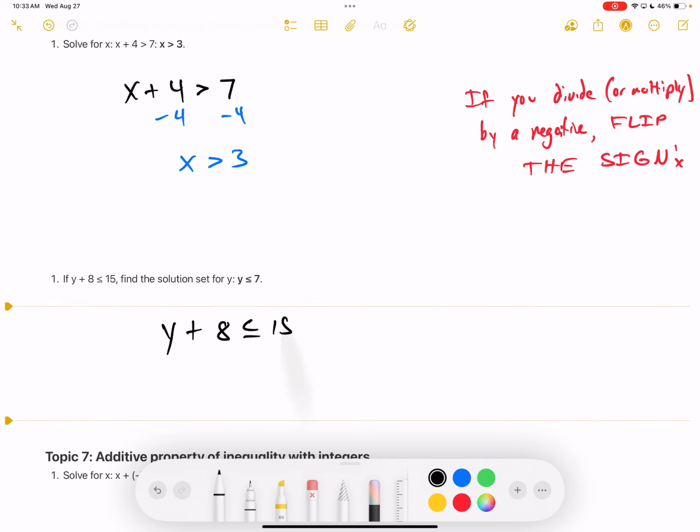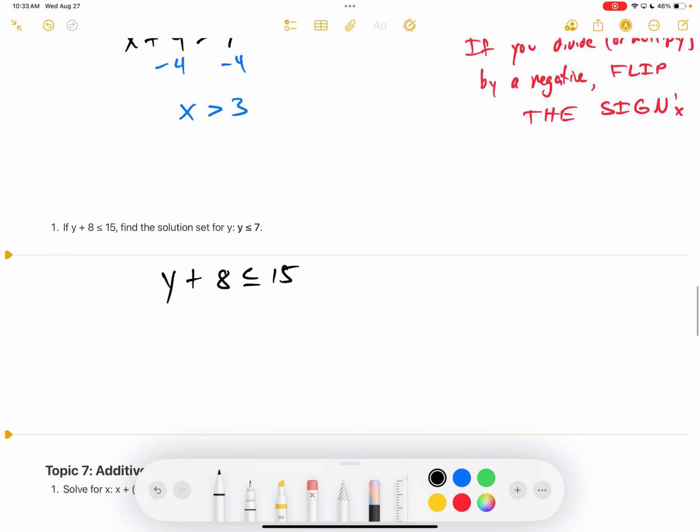It doesn't matter if it's less than or greater than or less than or equal to or greater than or equal to. Everything works the same way. It's just if you ever multiply or divide by a negative, you have to flip the sign. So here to get y by itself, I subtract 8, and y is less than or equal to 7.